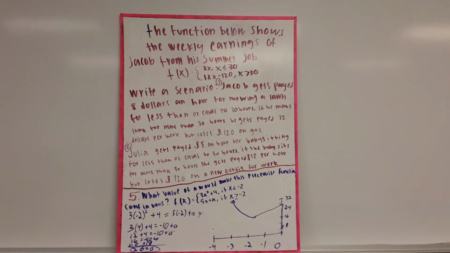For a piecewise function to be continuous, it must have the same values at the limit. So we can make 3x squared plus 4 equal to 5x plus a, put in -2 for x, and then solve for a. We can do this by algebra or a graph.